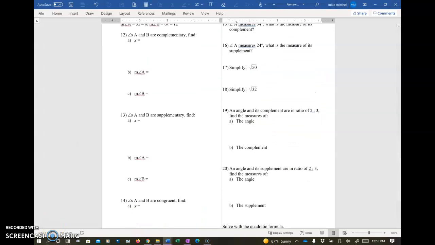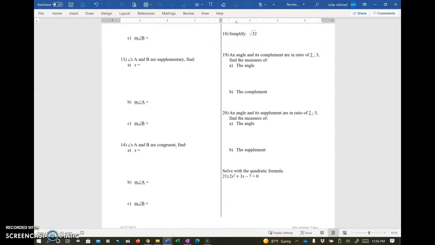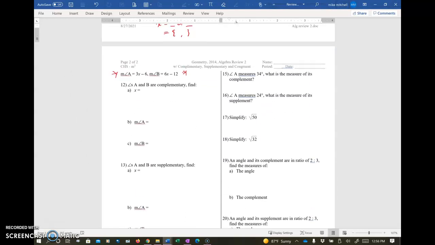Next page, same thing, 12, 13, and 14. You got another angle pair up here. Complementary, supplementary, congruent. Set up the equations, solve them, then find the angles. Again, complement, supplement is an angle. So this is an angle plus its complement equals 90. So that's just going to be 34 plus the complement equals 90. And just solve that to get your complement. Supplement works the exact same way.